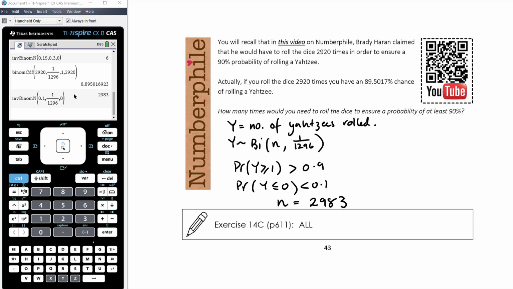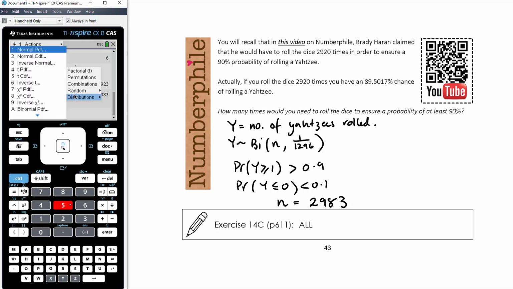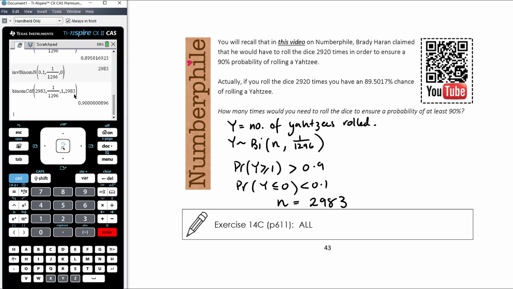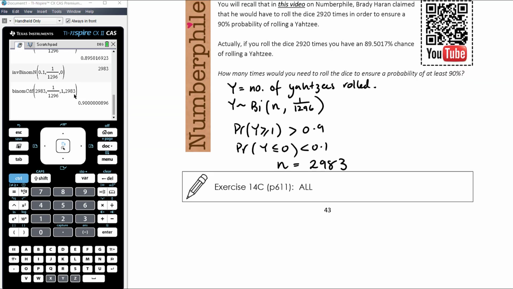So again, let's check that. Menu 55B. Now if the number of trials is 2983, probability of success still 1 in 1296. Lower bound, we want 1 or more, so 2983. We indeed see that that is the smallest number of rolls that will first tip that probability over 90%. Okay, so exercise 14C is the work for today.